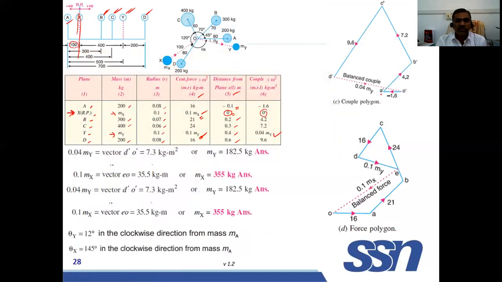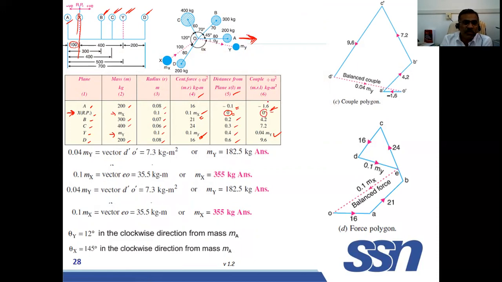Okay. So this is a couple polygon. In the couple polygon, you start from this A. So here we are taking A as horizontal. A is horizontal, but here the value is minus, but the direction is towards right. Since it is minus, you take towards left.